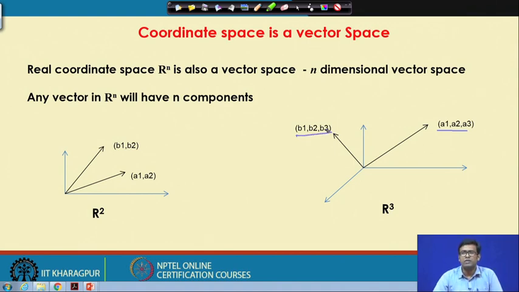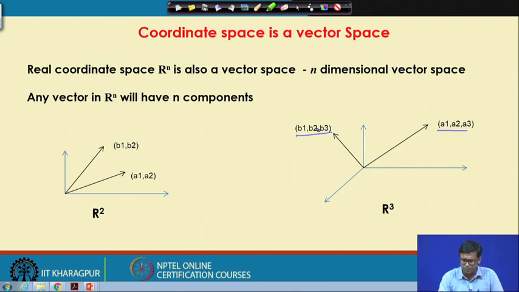Now, why is this a vector space? Because we can add these two vectors and get a resultant vector which will also lie in the same coordinate space, or same vector space. A vector with 3 components can only be added with a vector with 3 components, and the resultant will be another vector with 3 components. So they lie in the same vector space. Also, if I multiply a vector, it is just magnifying the vector in the same coordinate space, and it lies in the same vector space.